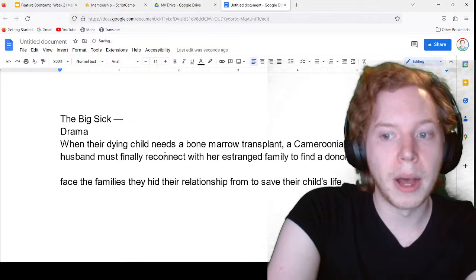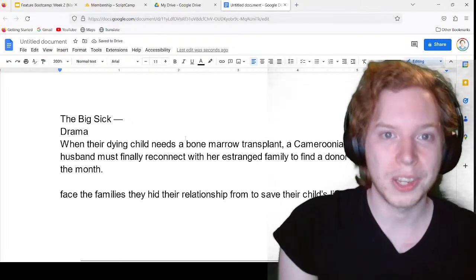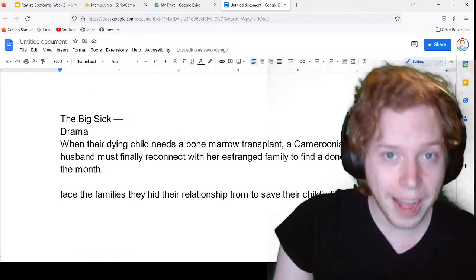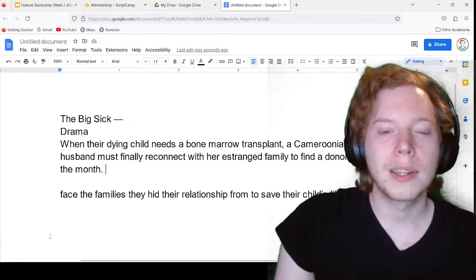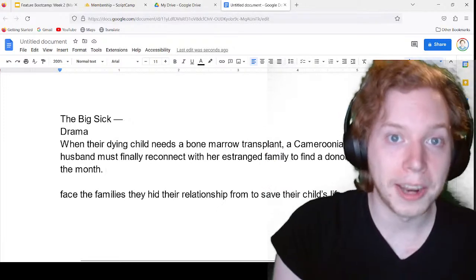By the end of the month. I'm just making something up to give it that sense of urgency and a really specific time frame or ticking clock that it can happen in. It's okay if you don't have that. With a disease like this, it's not always clear that you have to have it by the end of the month or they'll die.